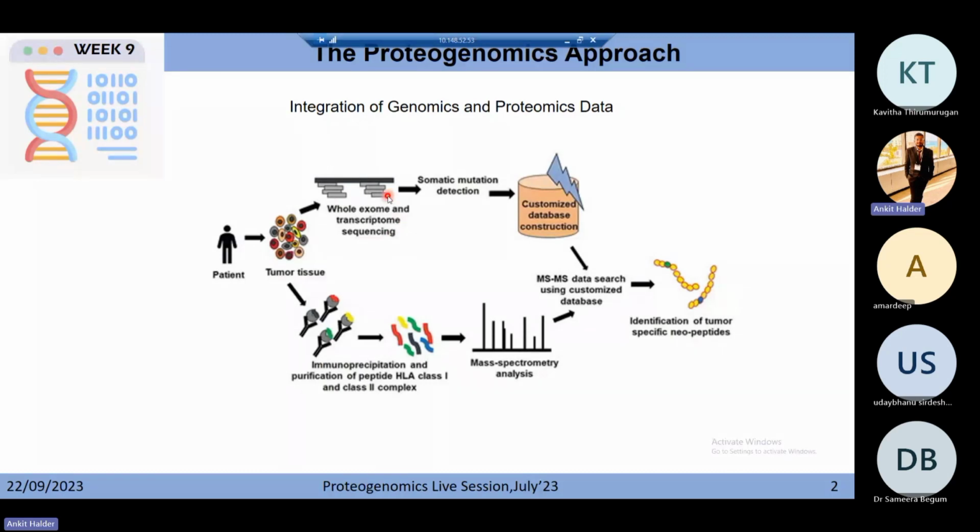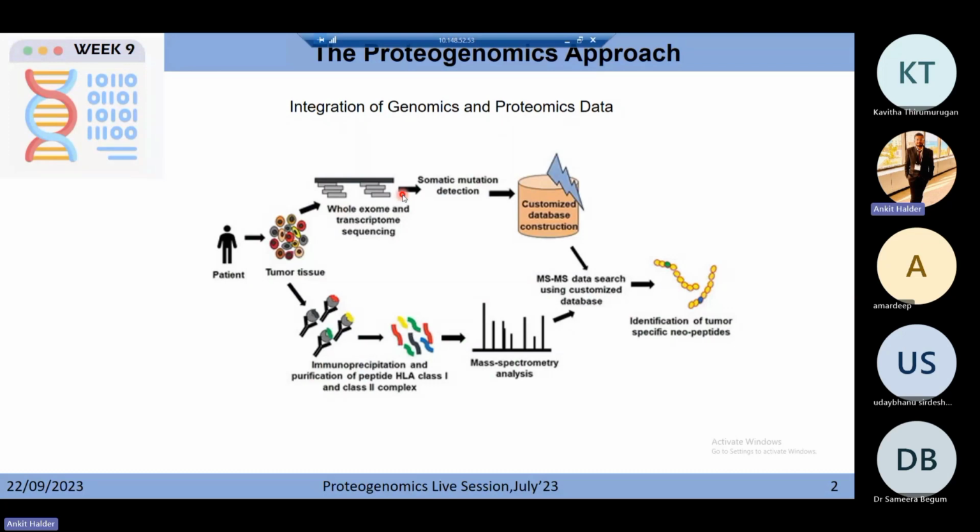If I ask you what you will get from whole exome and transcriptome sequencing, you should first be clear about the difference between whole genome sequencing and whole exome sequencing. In whole genome sequencing, you capture the whole end-to-end genome of an individual, but in whole exome sequencing you are only capturing the exonic regions of the eukaryotic DNA sequence.